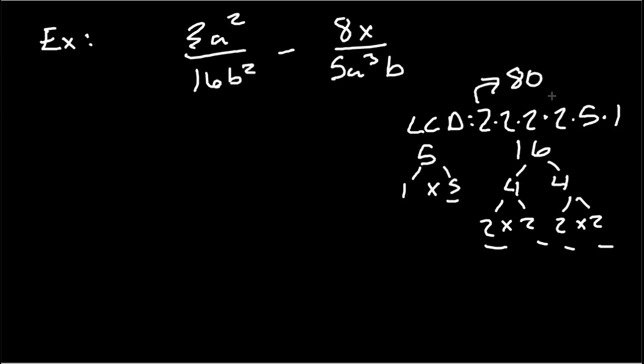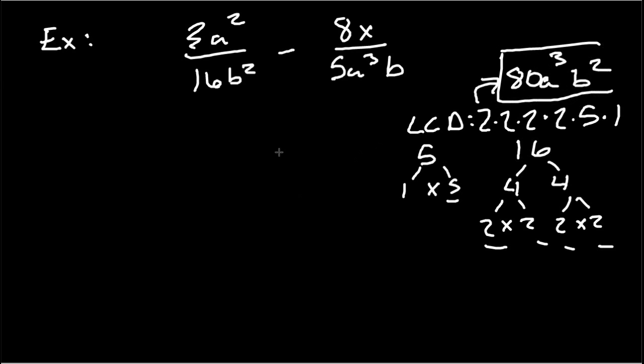That's our number. Now let's move over to our first variable. Let's go to a cubed. Here we've got a cubed, and over here we don't have any a. So our winner is a cubed. And we've got b squared and b. We're picking the variable with the highest exponent, so b squared. So this right here is our LCD.